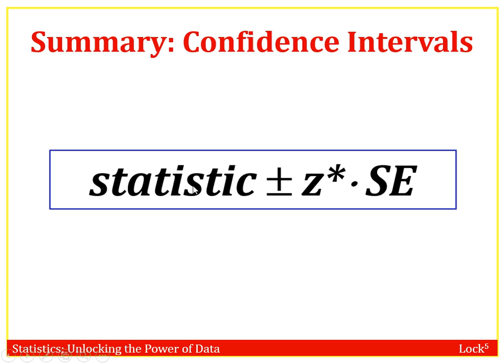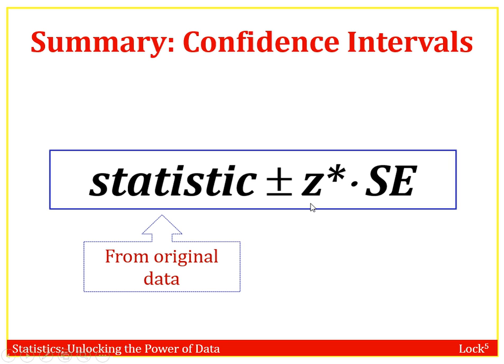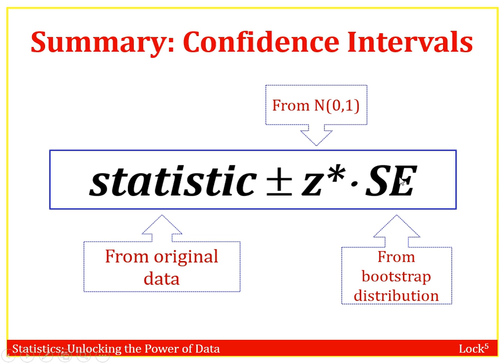So for confidence intervals, remember, it's your statistic plus or minus that z star times your standard error. And we looked at z stars for 90, 95, and 99%. You could actually do it for any others if you wanted through the normal distribution on StatKey. So your statistic, remember, comes from your original data. This comes from your normal distribution on StatKey, and this standard error comes from your bootstrap distribution.